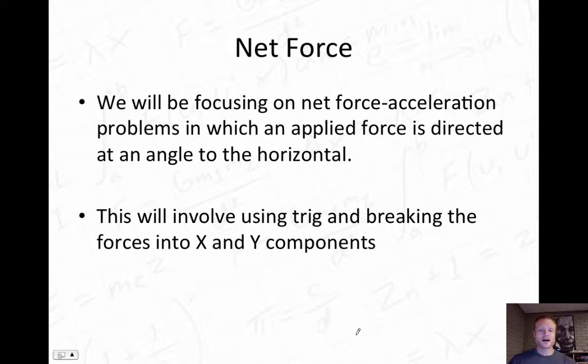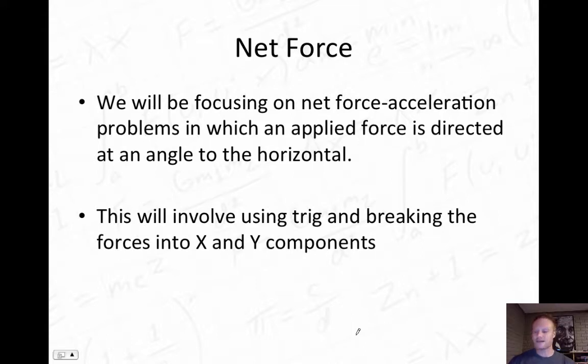Net force will be the big key. We're going to be focusing on objects that either have a net force or don't have a net force. If they do have a net force, then that means there is an acceleration. And remember, a force causes an acceleration. And what is an acceleration? An acceleration is a change in the velocity. Okay, whether it's either speeding up or slowing down, it's all considered an acceleration.